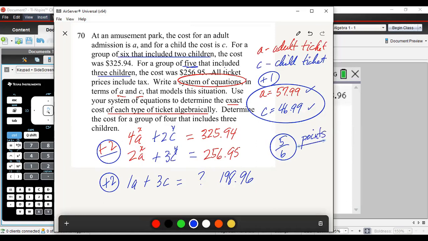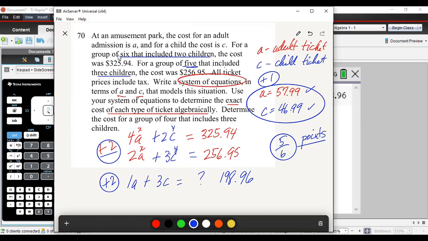All right, guys. That's how you do it. They give you the variables. Now, this one you just have to be careful because it says it's a group of 6 that includes 2. So that means there's 4 adults and 2 children. Some students were going 6 adults plus 2 children. That would be a group of 8. You just have to read the equations and make sure you're careful.